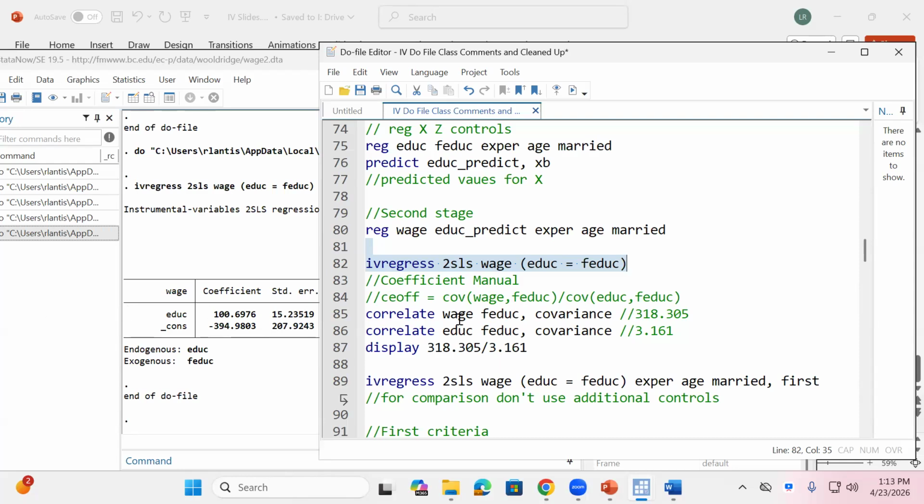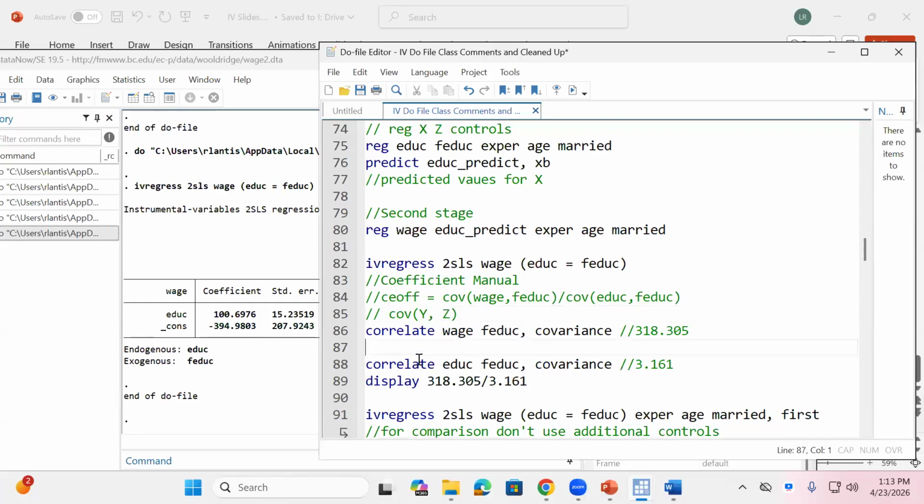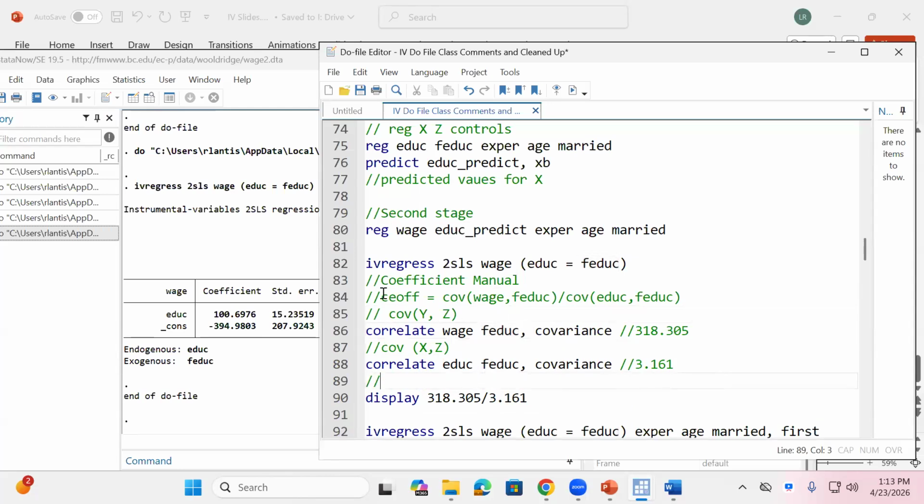If I looked at those covariances, here I can add these in. So this was my covariance between Y, my wages, and that instrument Z, father's education. This was the covariance between X and my instrument, my own education and my father's education. To get that same coefficient of 100, I would simply take the covariance of Y with my instrument Z, divided by the covariance of X with my instrument Z, and I showed you the mathematical proof last class.